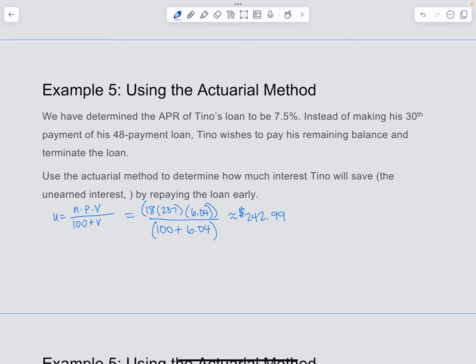So what does this mean? This means that because he paid it early, he paid off the loan before it was due, he's saving $242.99. That's what they would have charged him in interest on those remaining 18 months. So it really does, I can't stress it enough, it's really, really helpful if you pay off your loans as fast as you can.